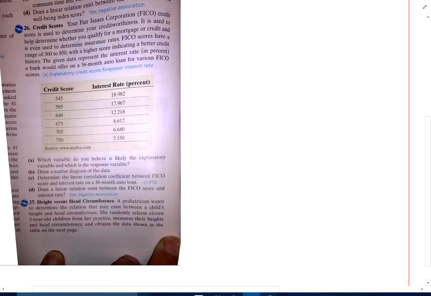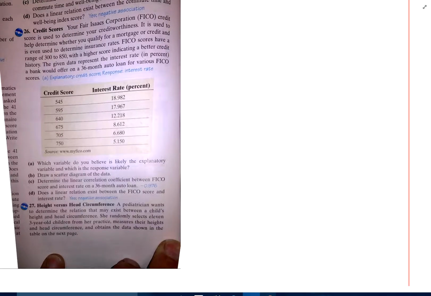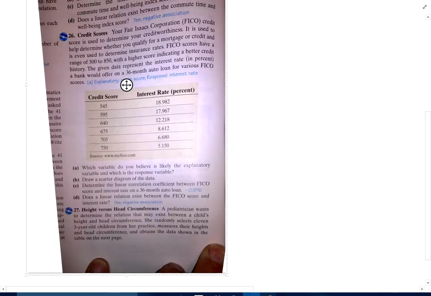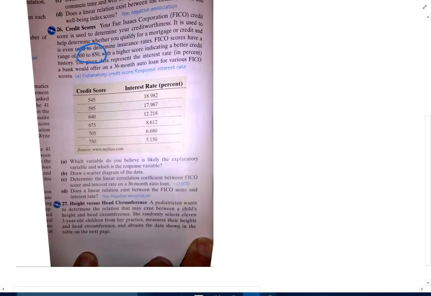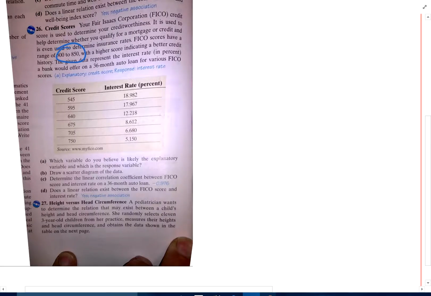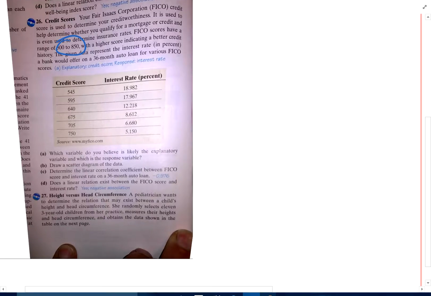Credit scores. The Fair Isaac Corporation FICO credit score, I never knew what that meant, is used to determine your creditworthiness. It's used to help determine whether you qualify for a mortgage or credit, and they've used it to determine interest rates. FICO scores have a range of 300 to 850, the higher score indicating a better credit history. The given data represents the interest rate in percent. So you get a higher interest rate because you have weaker credit. With better credit, you're more likely to pay it back on time, etc.